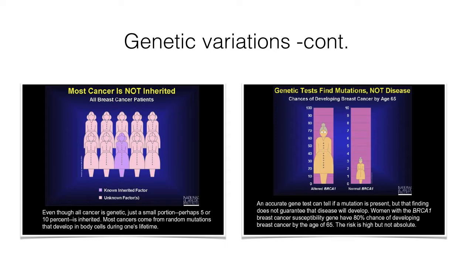An accurate gene test can tell if a mutation is present, but that finding does not guarantee that disease will develop. So women with the BRCA1 breast cancer susceptibility gene have 80% chance of developing breast cancer by the age of 65. The risk is high but not absolute.